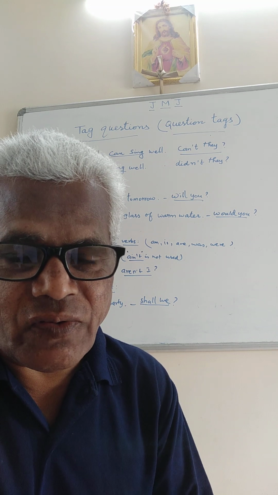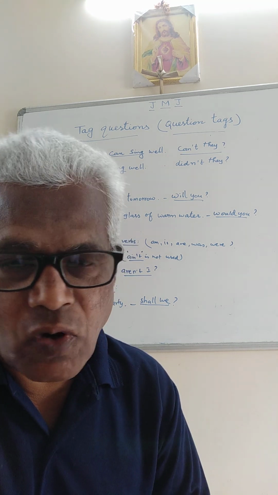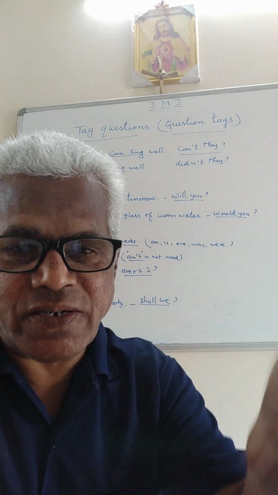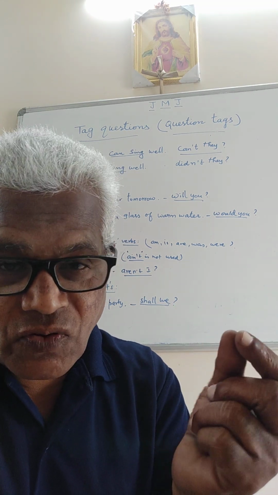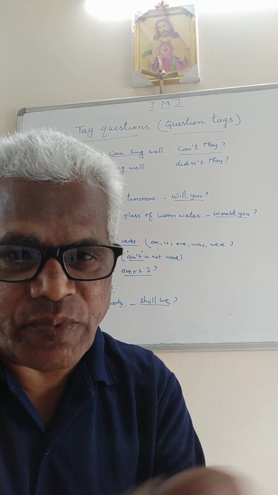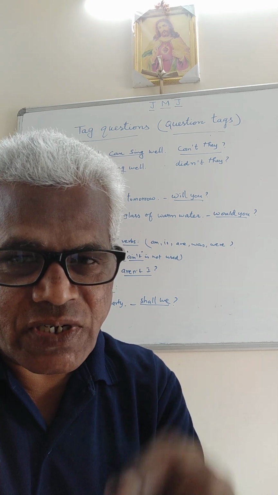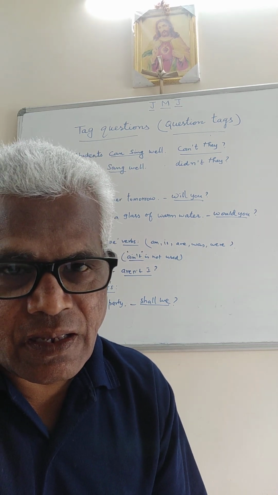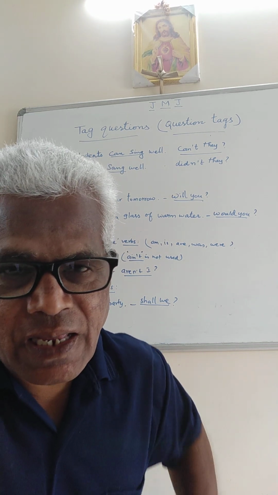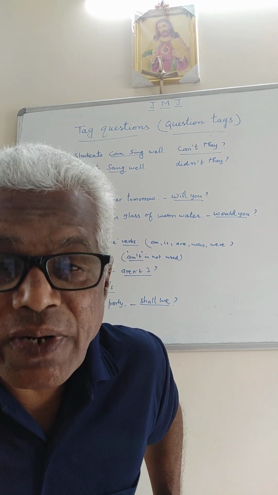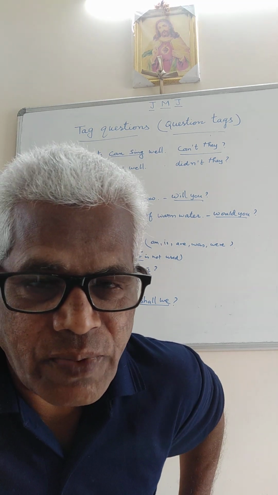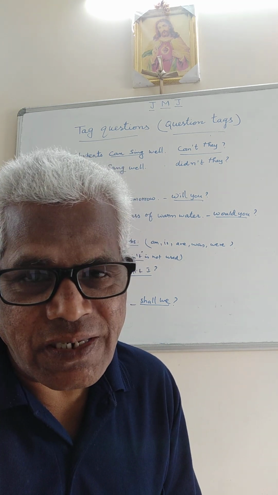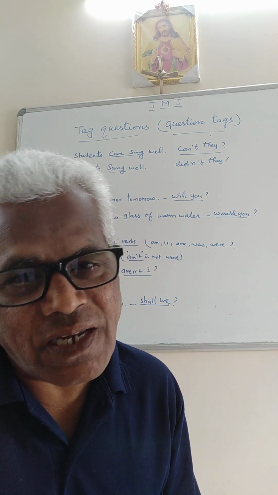Now in the previous video, if you listened or watched it carefully, I was trying to tell you that if your statement is positive, the tag should be negative, and if your statement is negative, the tag should be positive. This has to be very clear, and I'll explain with an example. Sometimes you may have the auxiliary verb in a sentence, sometimes you may not. In those situations, how will you write a question tag for a statement?